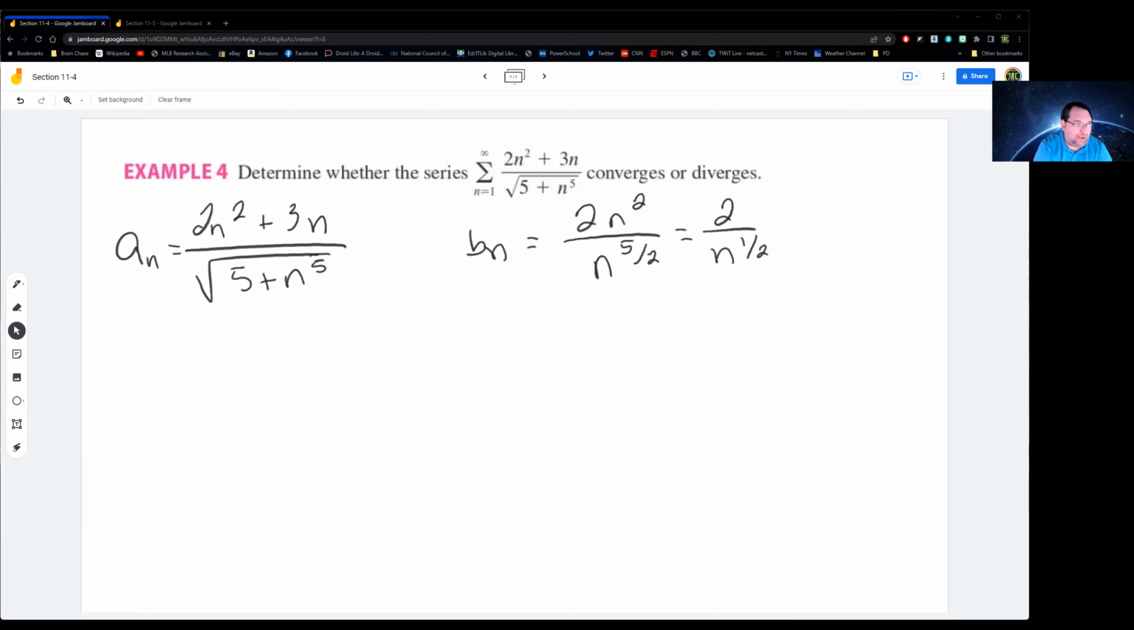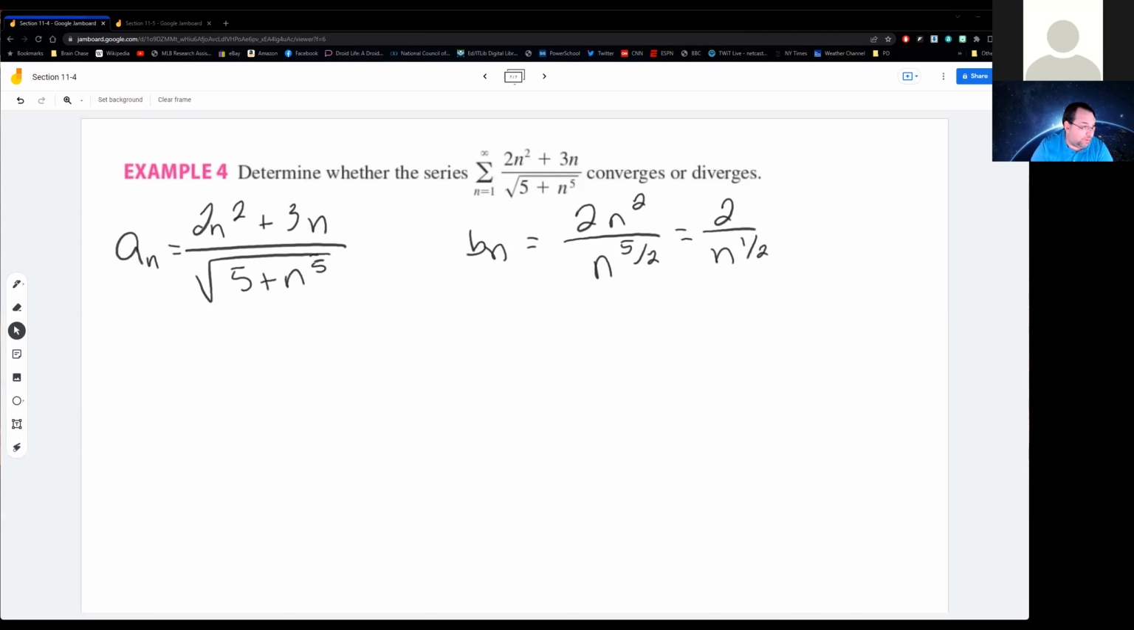Does everybody see how I'm simplifying down to find my comparison term? All right. Now, there's no real easy way for me to determine if an is greater than bn or an is less than bn, because things both change. So when we're looking at this, we're going to have to do the limit comparison test for it.